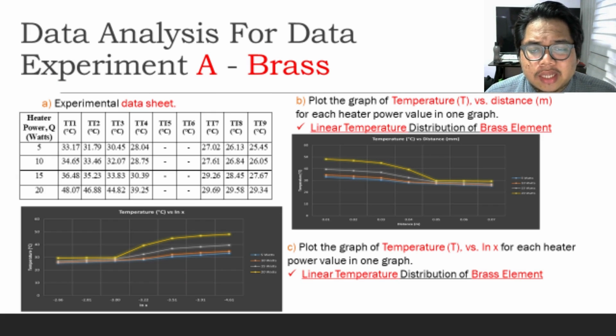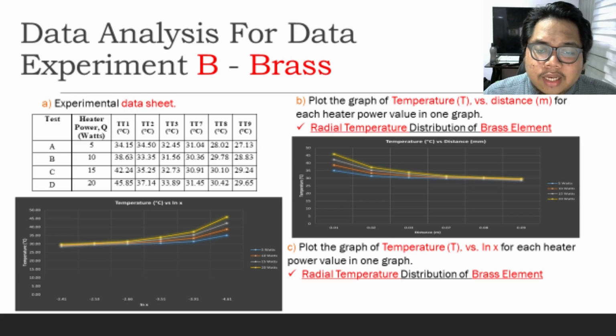Next, this is the answer for experiment A. We use a brass element. This is the datasheet. From this datasheet, we can plot the graph of temperature versus distance, which shows a decrease and then maintains. This graph shows the linear distribution of the brass element. And question C, plotting the graph of temperature versus ln x, shows the increase for every watt.